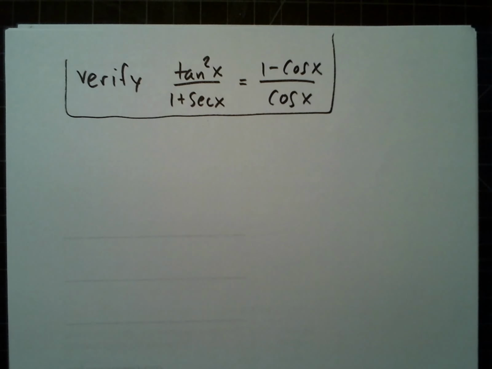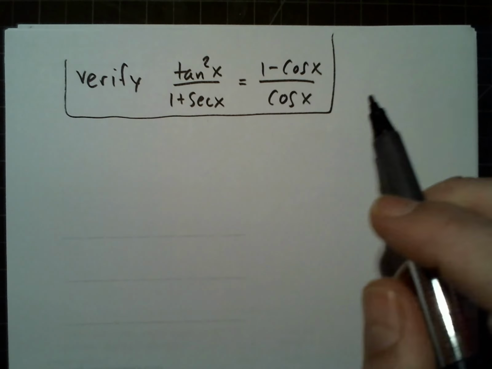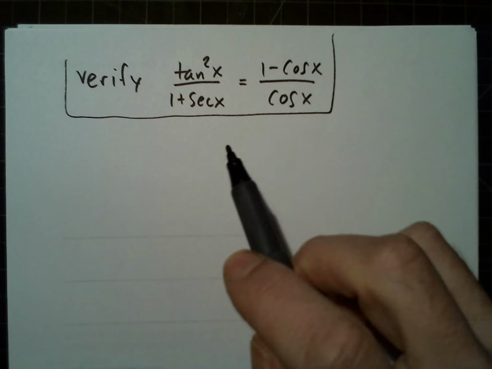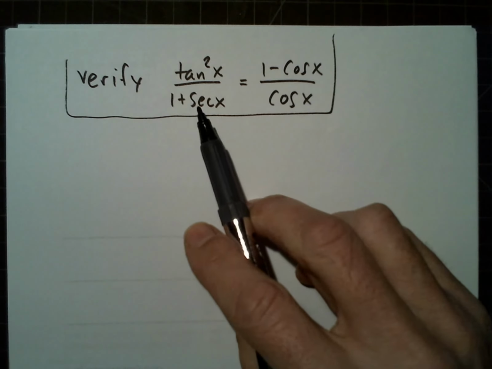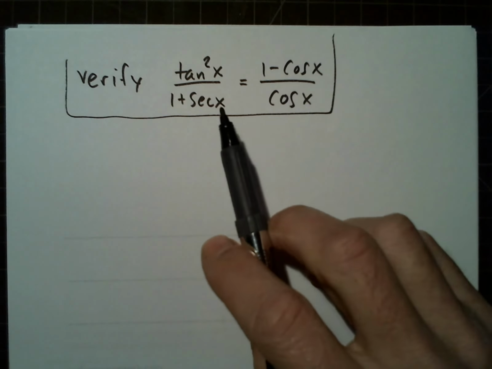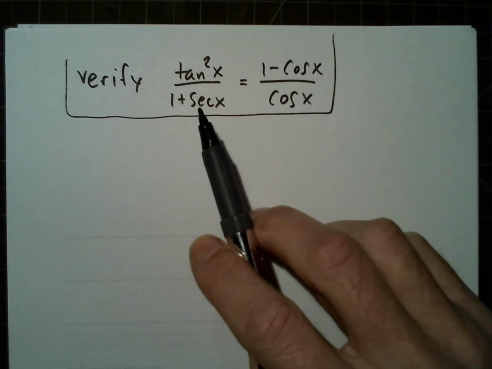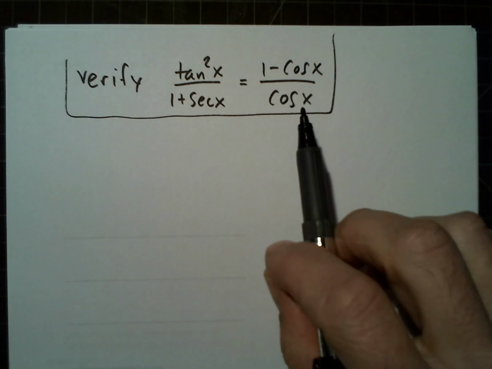And when we verify identities, sometimes there's shorter ways to do it than others, and maybe you find a way that is shorter than how I do it, and that's still correct, or it's even better. So let's look at this, and I'm going to work on the left side to make it look like the right side. So pause the video and try to make the left side look like the right side.